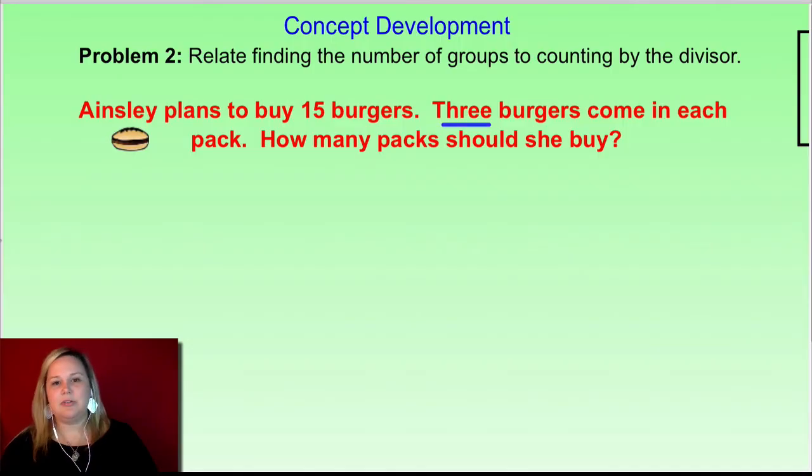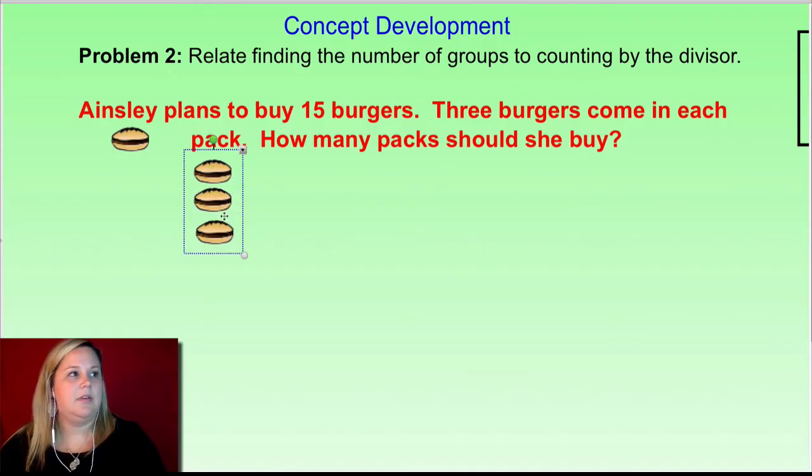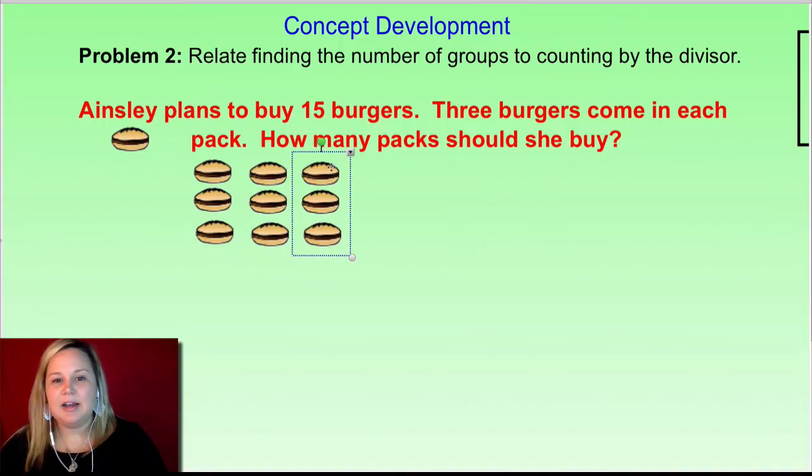So you can absolutely take your counters and come up with a picture that matches this. If I was doing this problem, I might do, there's 1 pack of burgers, right? And then let's say, ready, check this out. There's a second pack of burgers, okay? So I would have 3, 4, 5, 6. Do it again. 7, 8, 9. Then I want you guys to keep going until you get to your 15 burgers. Okay. Pause the video, go ahead and do that, and then play when you're ready.